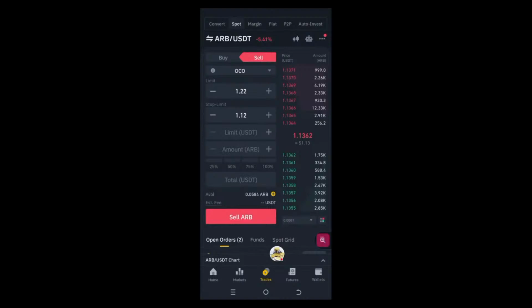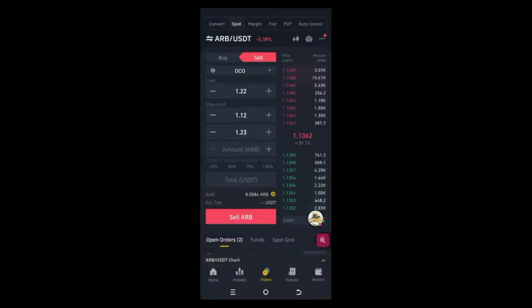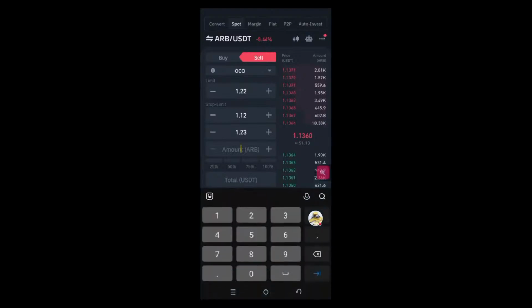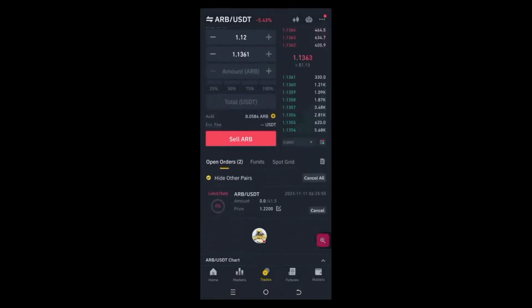The price is currently that, and you put your limit price here. Maybe you want it to be 1.23. Do you understand that? So now you have 3 prices, and then you have the amount of ARB that you have, and you pick whether it's 100% or whatever. Don't forget that's currently in the trade. So maybe for the sake of this, I should cancel that so that you can see what I'm saying. Don't forget what I put here is 1.22.